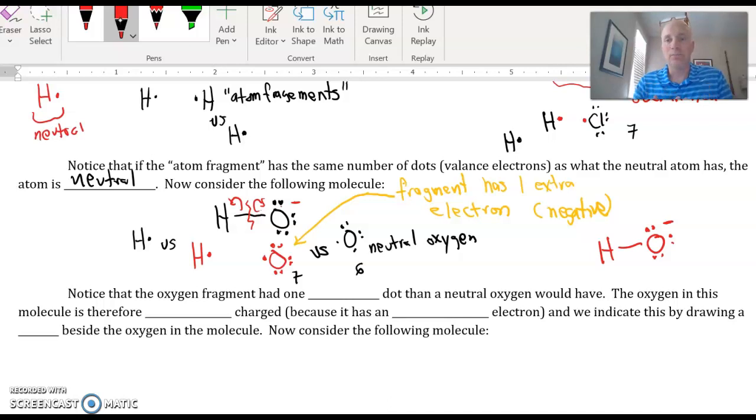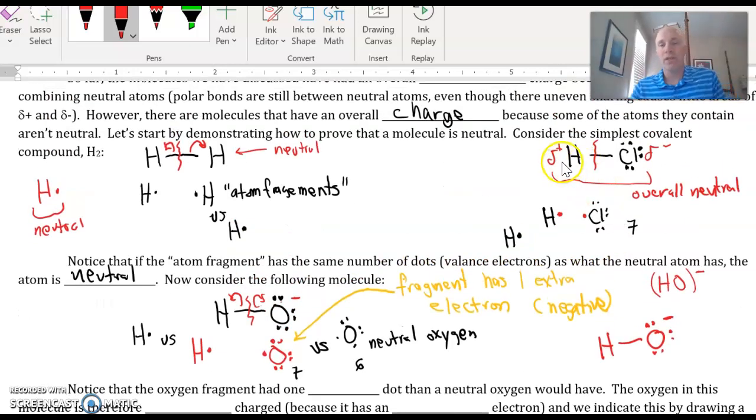And what does that do to the overall charge of the molecule? Well, if we added up all the charges on the molecule overall, this hydrogen is neutral and this oxygen is negative. Well, 0 plus a minus 1 is overall a minus 1. What that means is that the molecule overall has a minus 1 charge. And this is an important difference when you're drawing these molecules.